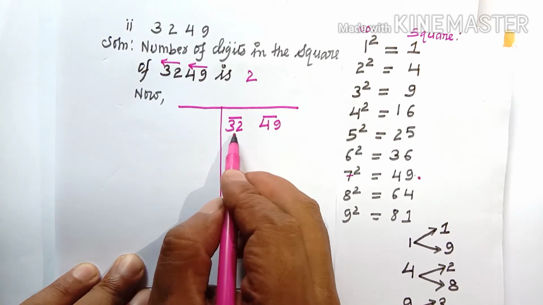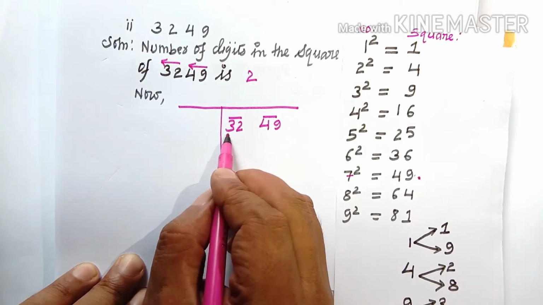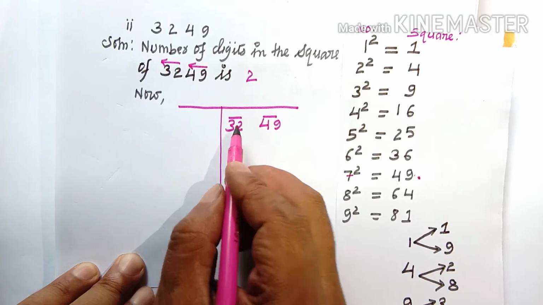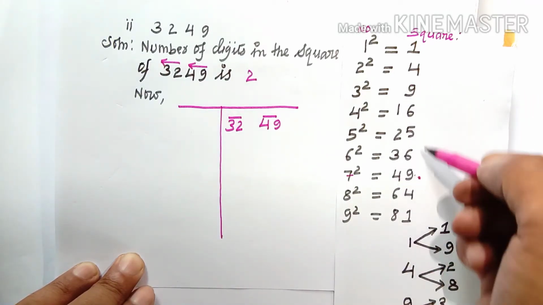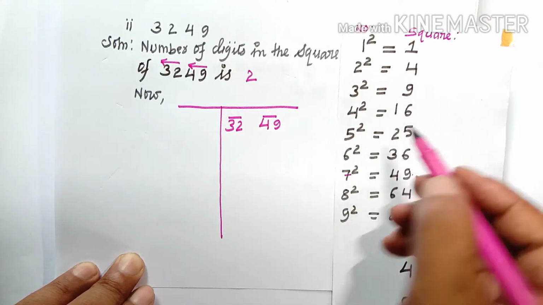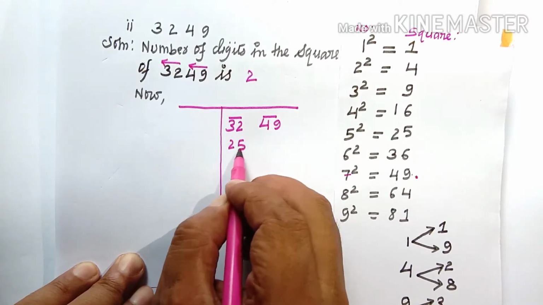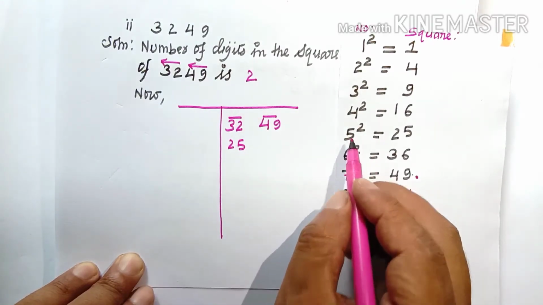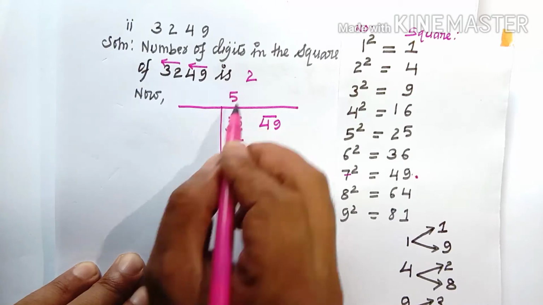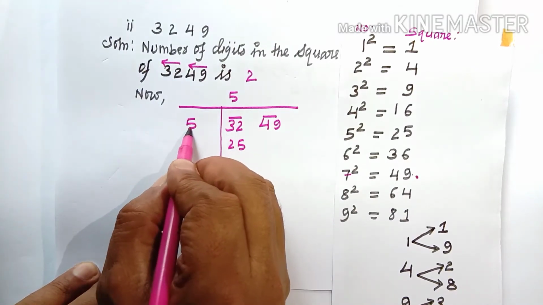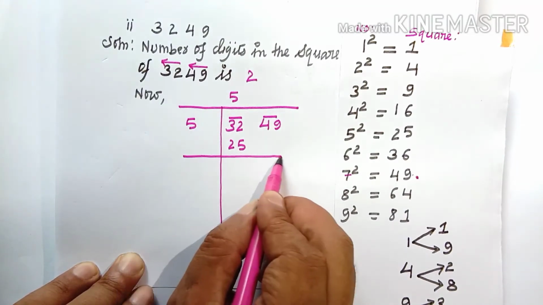So the largest square closer to 32, if not equal to 32. Let's have a look which one is the closest. Yes, that is 25. So 25 is a perfect square of 5. So quotient plus 1, divisor plus 1. So that is how it goes here.